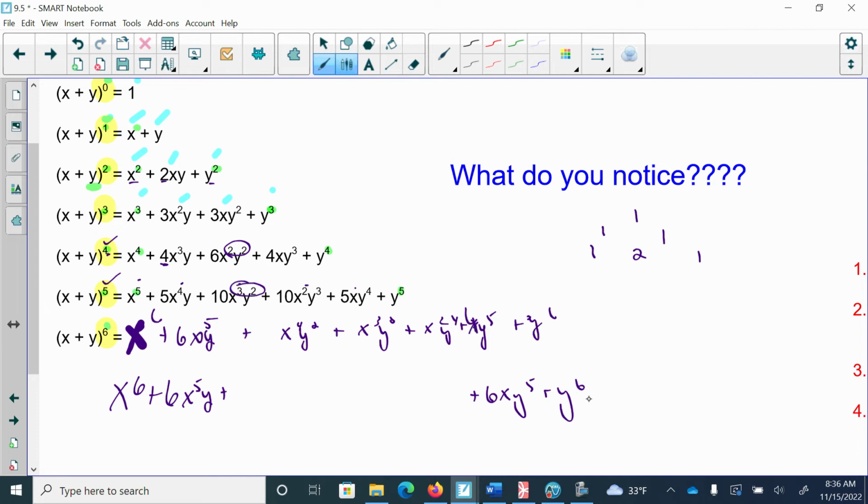Then if I look here, if I add 3 plus 3, I get 6. So if I add 4 plus 6, I get 10. So if I add 5 plus 10, I should have a 15 here. And then 10 plus 10 would be 20, and you have no idea how I'm getting these.